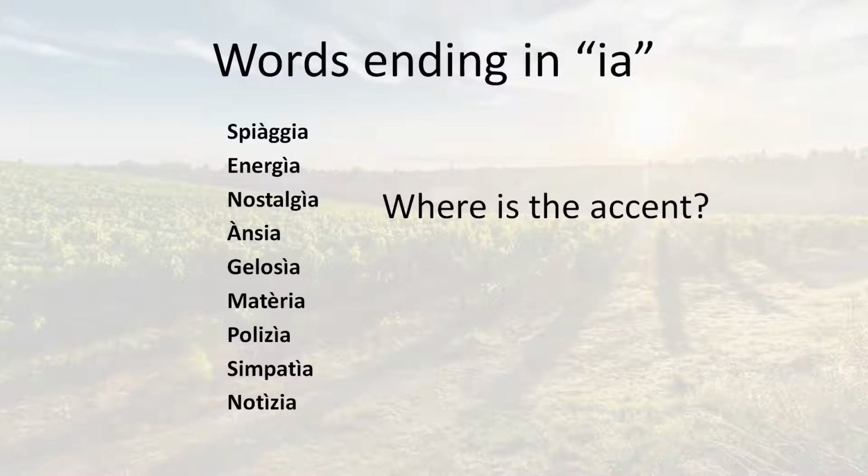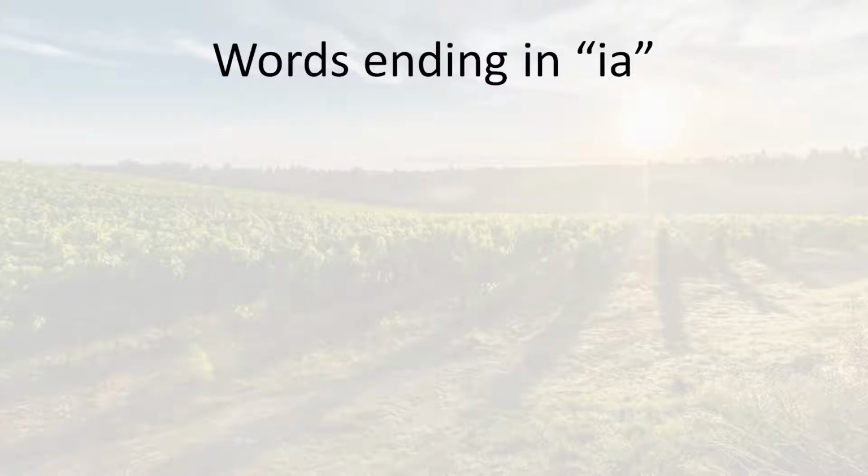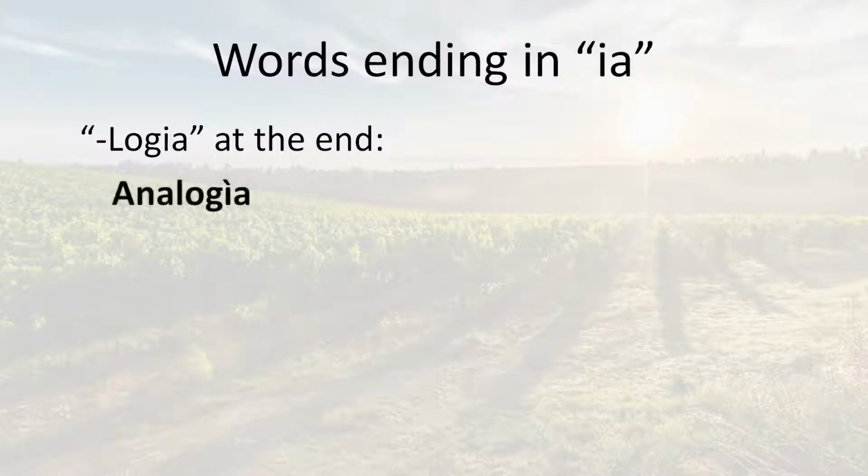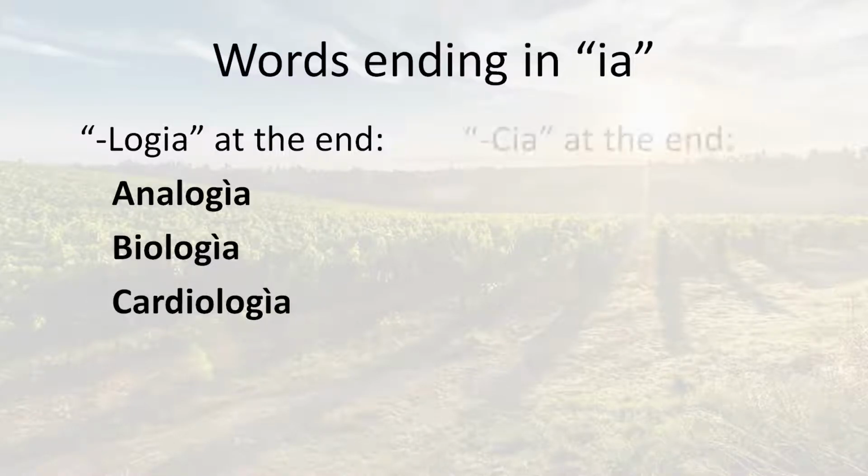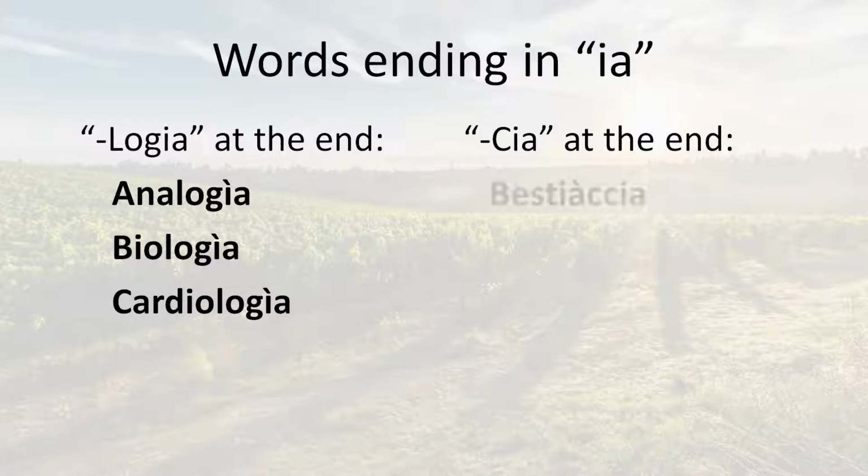But there are a few words to help you at least. When words end in logia, the accent will always be at the end. Analogia, biologia, cardiologia. If there is a chia at the end, then the accent will always be in the middle. Bestiaccia, bilancia, ferocia.